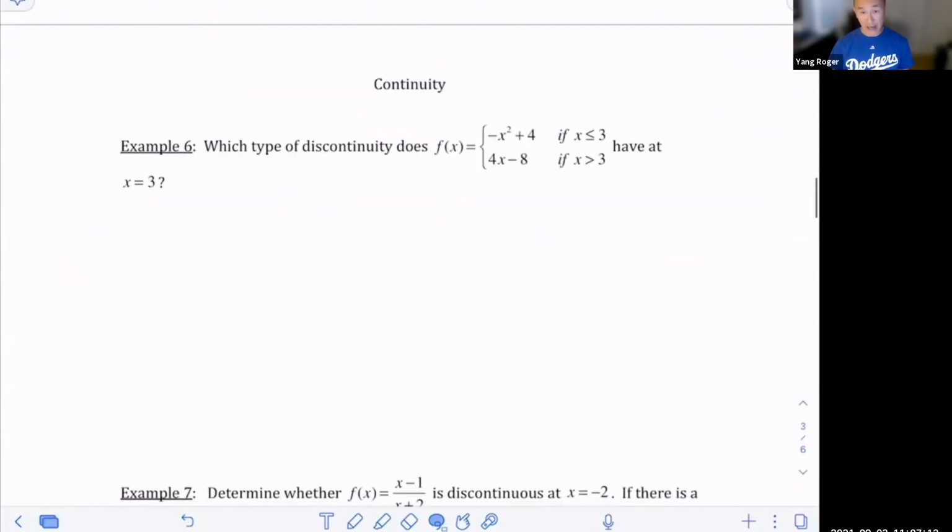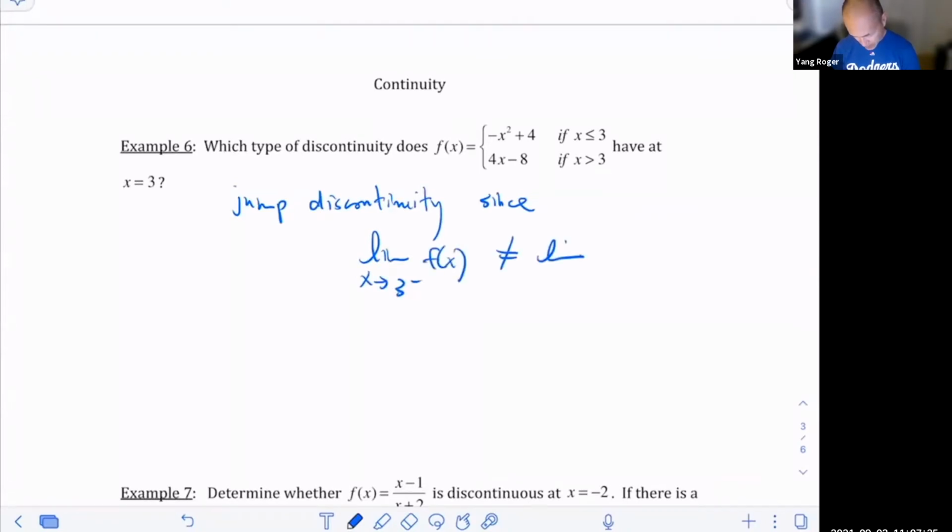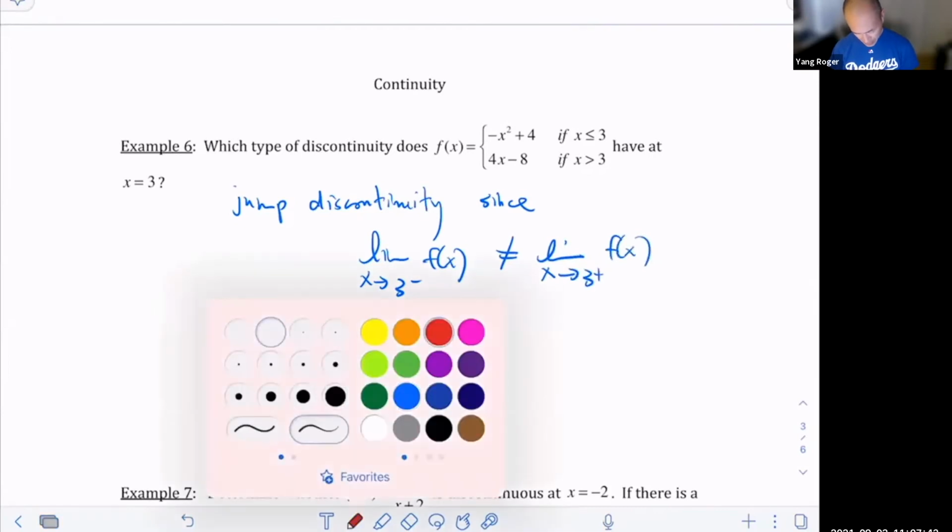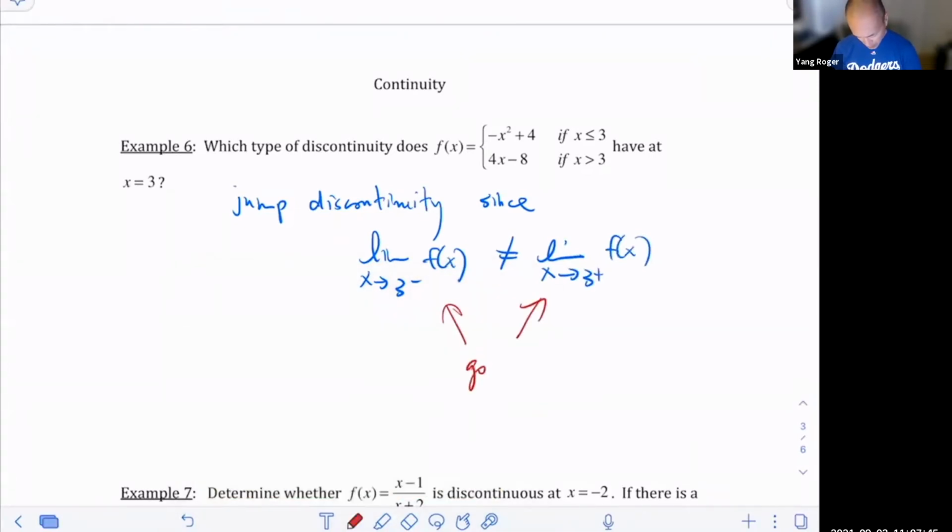Which type of discontinuity do we have there? There we have a jump discontinuity. This guy's a jump discontinuity, since the limit as x approaches 3 from the negative side of f of x is not equal to the limit as x approaches 3 from the right side of f of x. The idea was that we got two different finite numbers.